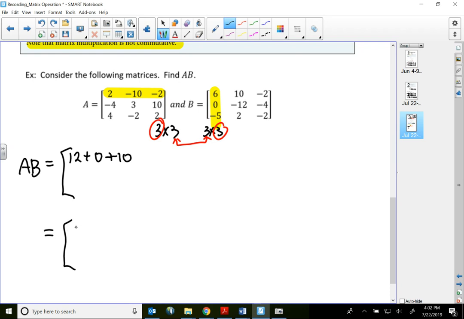My answer, A times B. My first entry will be 12 plus 0 plus 10, which is 22. Okay. All right.